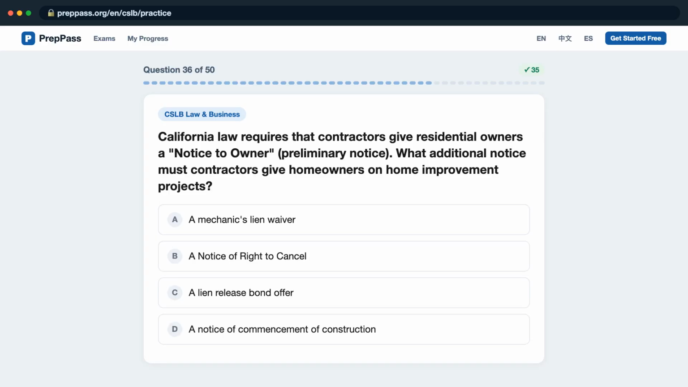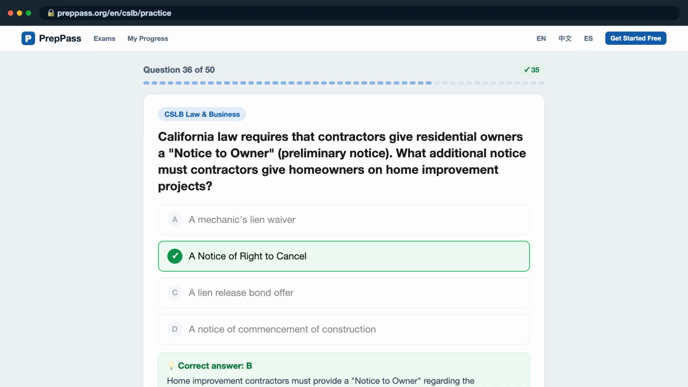Question 36. California law requires that contractors give residential owners a notice to owner, preliminary notice. What additional notice must contractors give homeowners on home improvement projects? Is it A, a mechanic's lien waiver? B, a notice of right to cancel? C, a lien release bond offer? D, a notice of commencement of construction? The correct answer is B. Home improvement contractors must provide a notice to owner regarding the contractor's right to file a mechanic's lien and a notice of right to cancel informing homeowners of their 3-day rescission right.